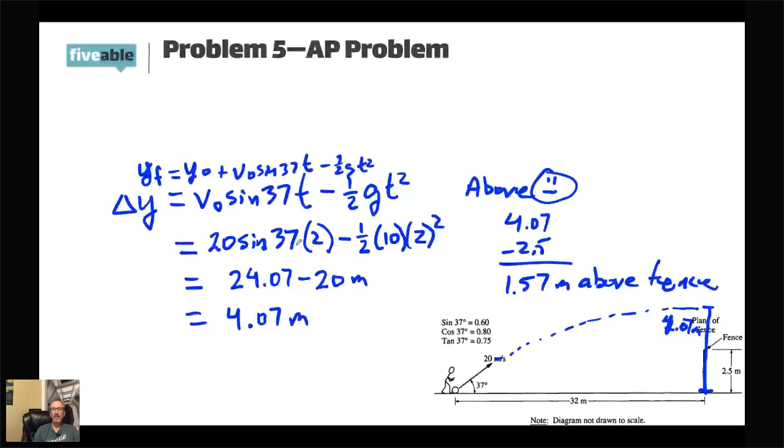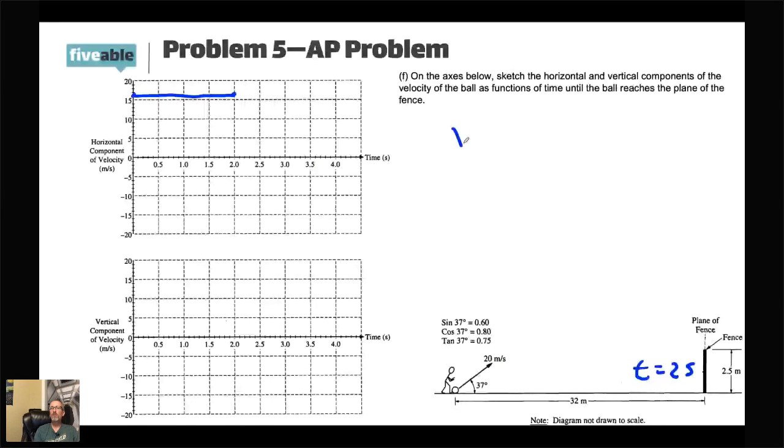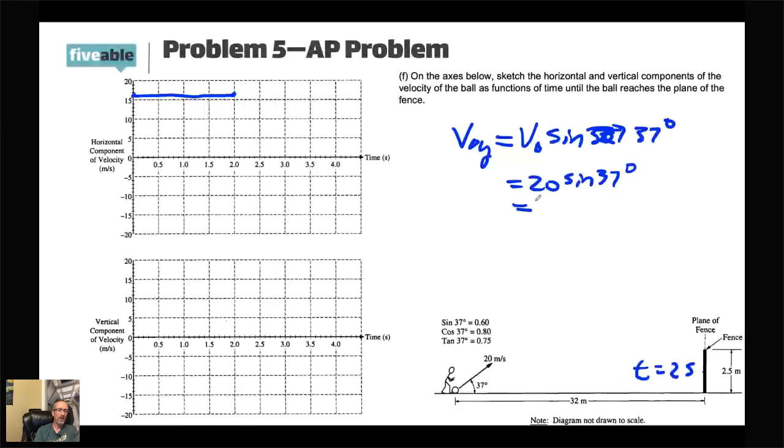So let's go back here, and we want the original velocity in the y direction, which is the original velocity times the sine of 37 degrees. Our original velocity is 20 times the sine of 37 degrees, which will give us that velocity in the y direction. So I'm going to take 20 times the sine of 37, and I end up with 12. So I know that I start at 12 meters per second. So I'm going to put a dot. So this is 10, 11, 12.